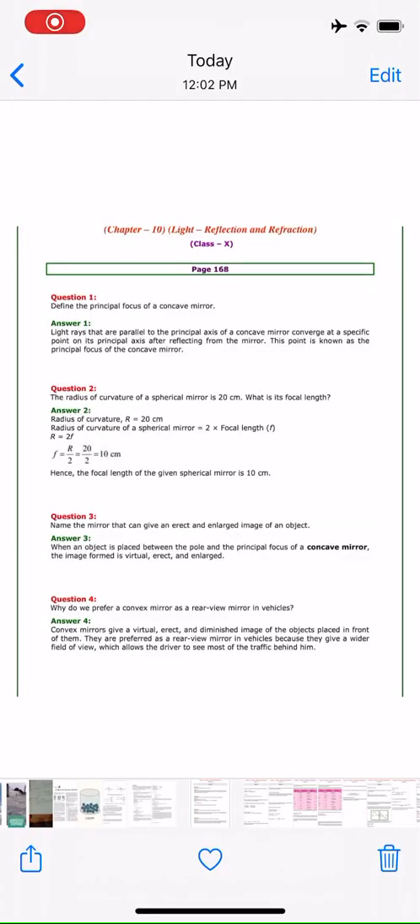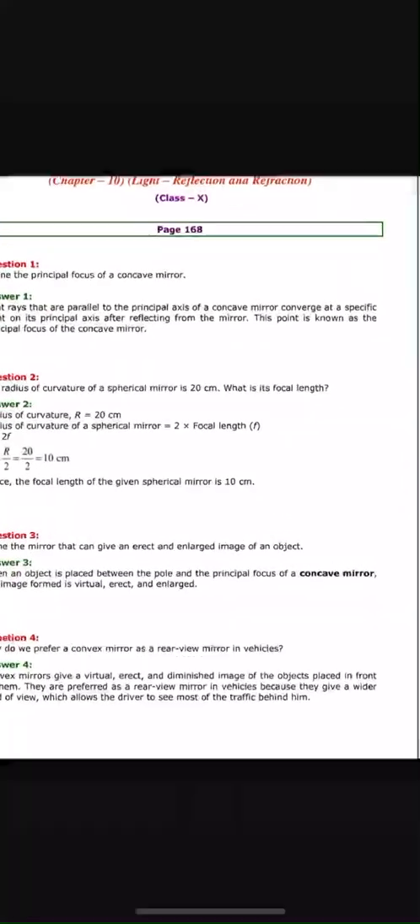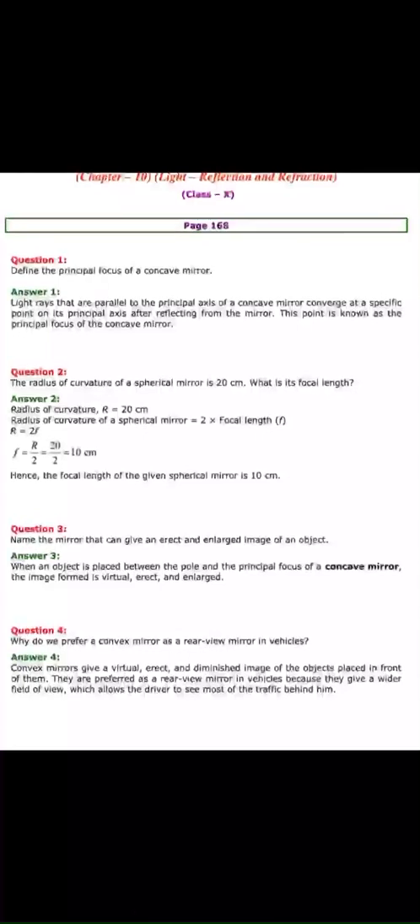Today we are going to discuss the in-text questions of chapter 10. First question, which is on page number 168, is: define the principal axis of a concave mirror. So the answer is: light rays that are parallel to the principal axis of a concave mirror converge at a specific point on the principal axis after reflection from the mirror. This point is known as the principal focus of the concave mirror.